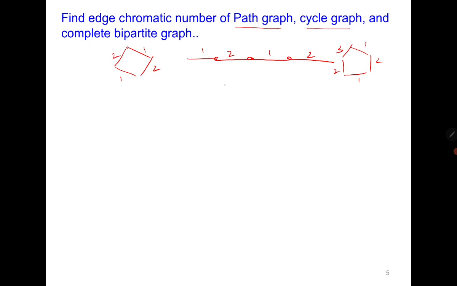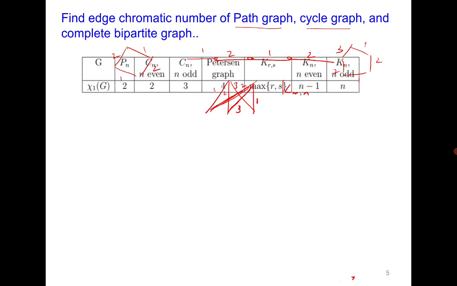In case of the complete bipartite graph, let's say K2,3, then you can give colors 1, 2, 3 here. Then if you see this edge, it is incident with color 1, so I can give color 2 here. If you see this one, it is incident with color 2 on both sides, so I can give color 3 here and I can give color 1 here. It means that it is the maximum of m comma n if the complete bipartite graph is Kmn.